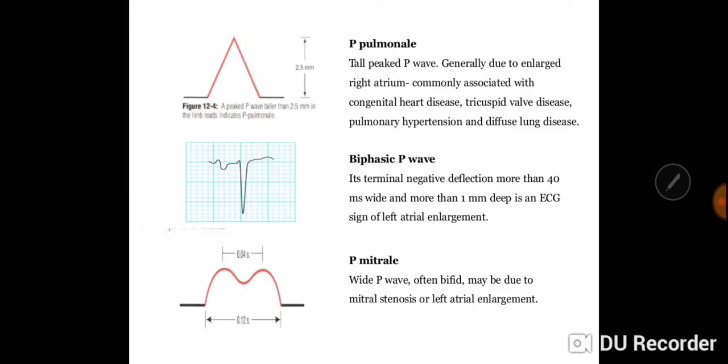If you get P mitral, it's like an M. It's often bifid. It's usually due to left atrial enlargement due to mitral stenosis.